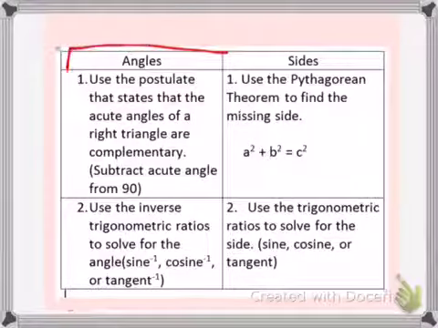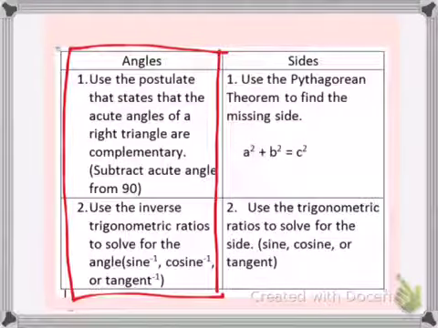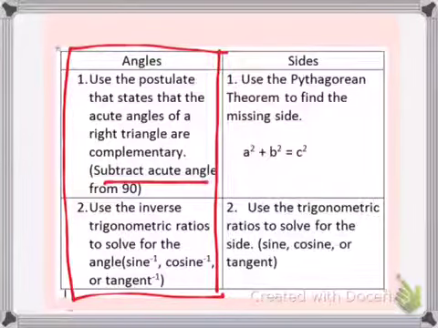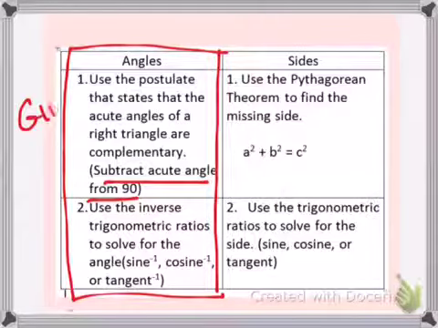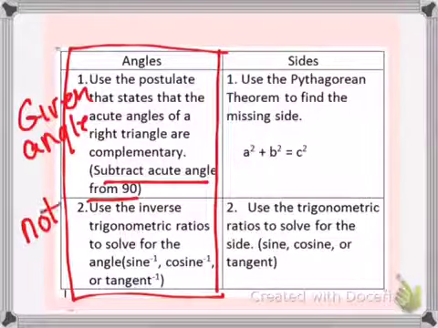The two methods are, one, use the postulate that states that the acute angles of a right triangle are complementary. So we're going to subtract the acute angle from 90. In order to use that one, I have to be given an angle. If the problem doesn't give me an angle, then I can't use this method. The second way is to use the inverse trigonometric ratios to solve for the angle. That would be sine, cosine, or tangent. I use this one when I'm not given an angle.